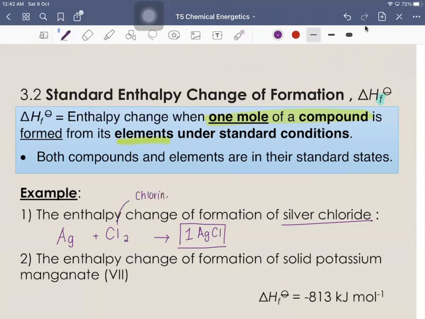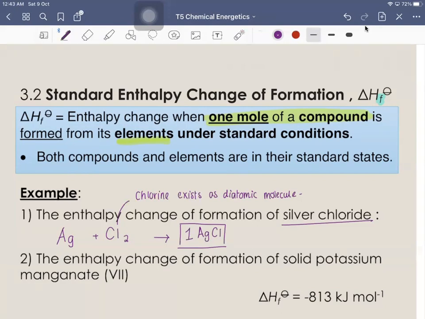Chlorine exists as a diatomic molecule. You cannot just write down Cl. That is an atom, and it doesn't show you the standard state of chlorine at room temperature, because chlorine exists as Cl2. Chlorine doesn't exist as a Cl atom.